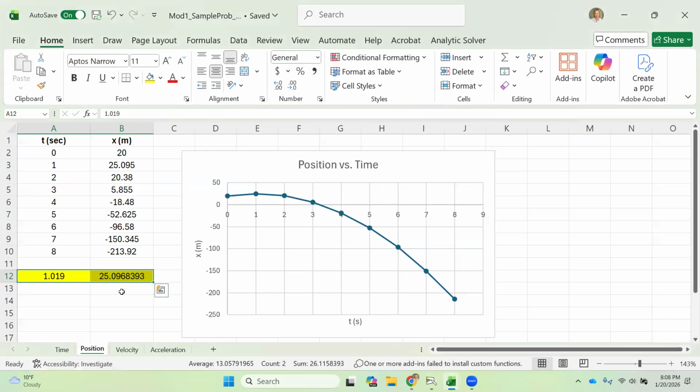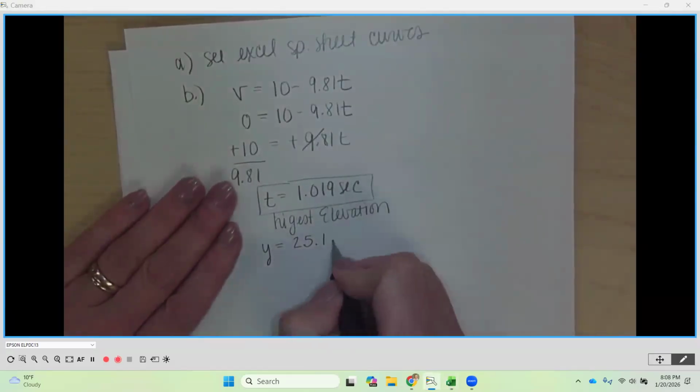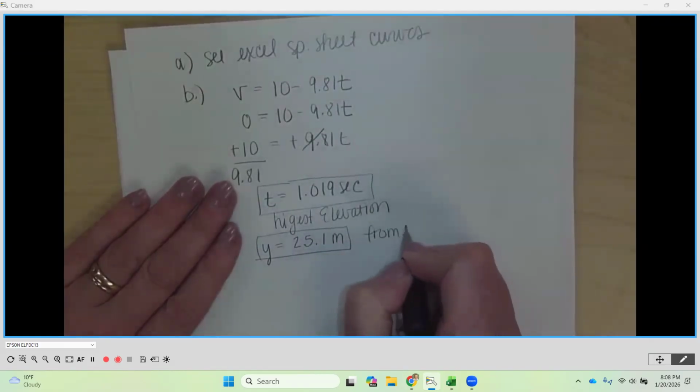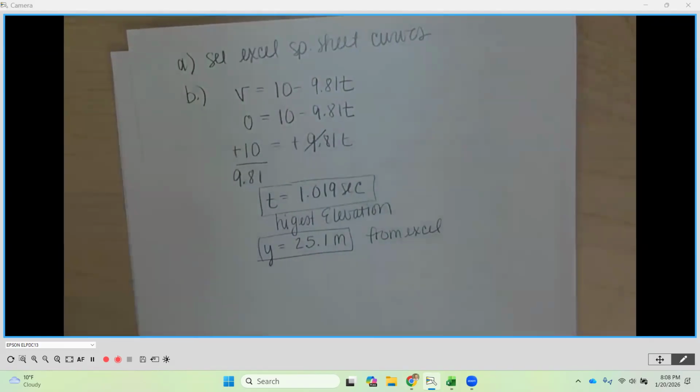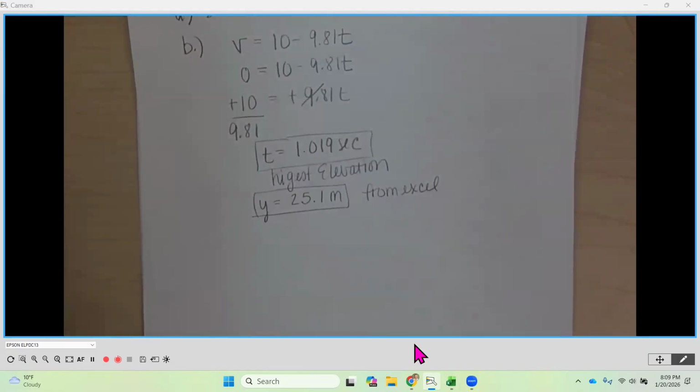25.0, try 25.1, 25.1, because it's 0.968. And that's going to be meters. Okay. And you can say from Excel. But again, you could manually calculate that if you would like to. Okay. Totally up to you. But since we had it already calculated and programmed, it was easy to do.